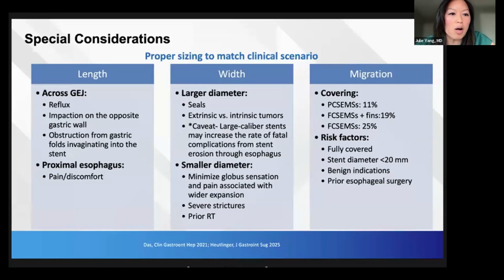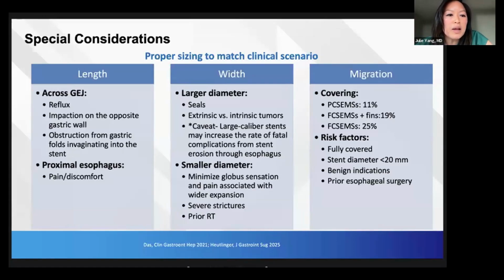and eroding that wall. The other problem, actually, it's pretty practical also, is obstruction from stomach folds invaginating into the stent, particularly large caliber stents. Even if you have it placed perfectly and it's short just across the GE junction, sometimes the stomach folds roll up into that area and sort of ball valve that stent. So it could be perfectly placed. There's no food or tumor ingrowth, but that's just sort of the nature of when you put it across the GE junction.